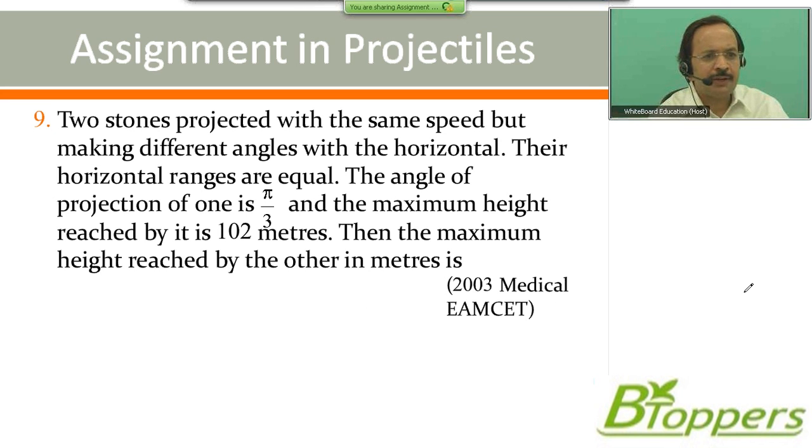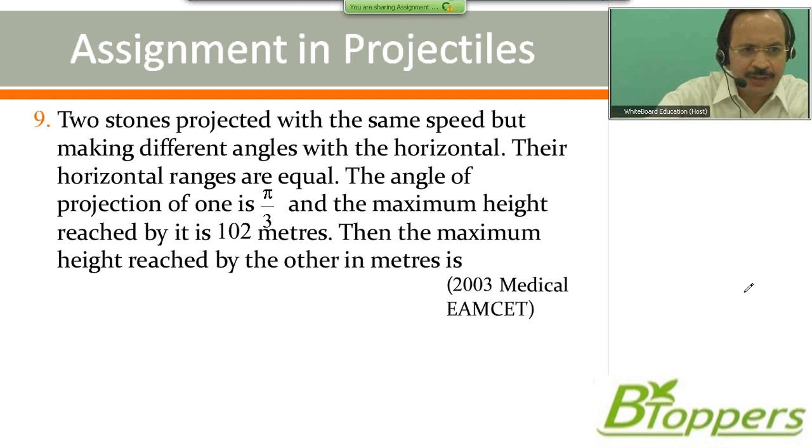As I discussed in the past, in the theory part, in general, if two bodies are projected with the same initial speed u at different angles theta 1 and theta 2 to the horizontal, then their horizontal ranges will be equal if theta 1 plus theta 2 is 90 degrees. That means their horizontal ranges will be equal if the sum of their angles of projection is 90 degrees, or the two angles of projection are complementary.